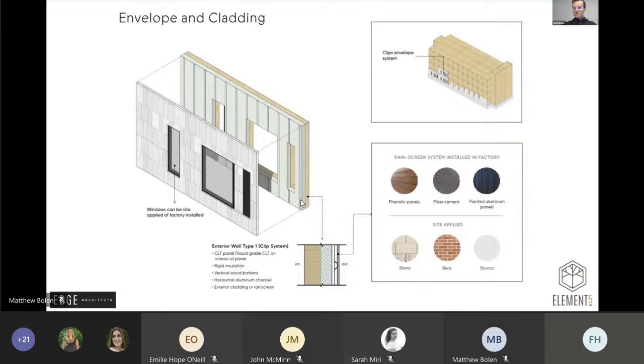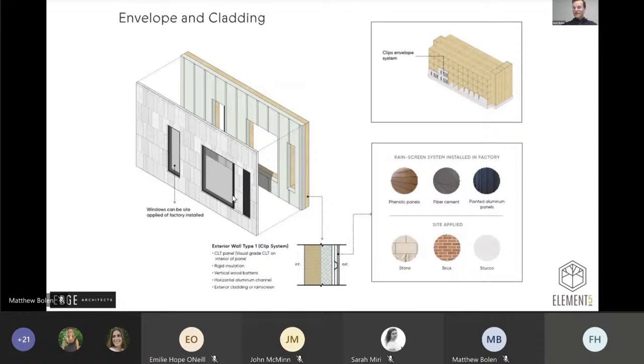This is the clip system, which is actually an Element 5 system, state of the art for them, where they're using an actual CLT backing panel that can clip very efficiently onto this structure, and then it comes to site with at least the insulation layer in terms of some sort of rigid insulation, wood fiber or other, getting a really high R value all on the outside of the building, which again, from a thermal performance is ideal.